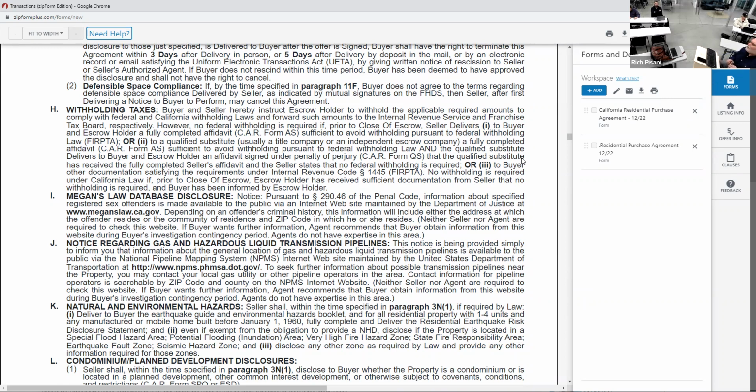Withholding taxes: if it is a foreign national that is selling, it's the buyer's obligation to withhold 10% of the proceeds, the buyer's obligation. So make sure that if it is a foreign national on the seller side, that escrow is aware and doing everything they have to, because ultimately the buyer is on the hook for that.